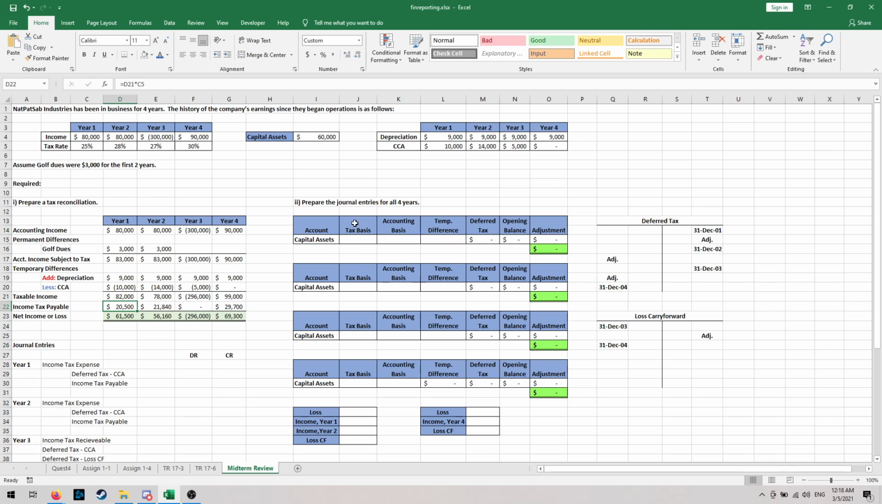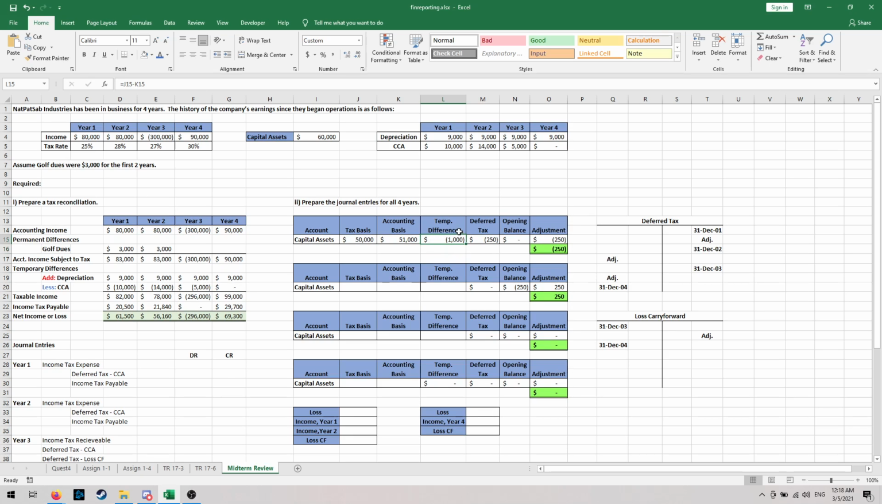So the tax basis, as we're always going to remember, is linked to CCA. As far as the government is concerned, our capital assets are worth $60,000 minus $10,000, or $50,000. On an accounting basis, we, the accountants, believe these assets are worth $60,000 minus $9,000 of depreciation. And this creates a temporary difference because there was a disparity between how much CCA we took and how much depreciation we took. In this case, the difference was $1,000.